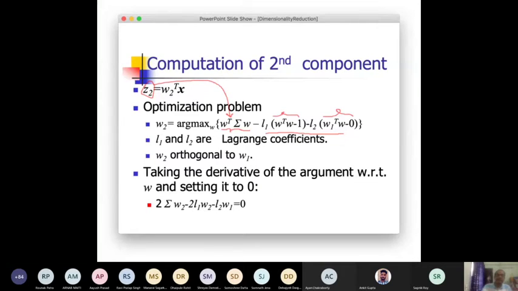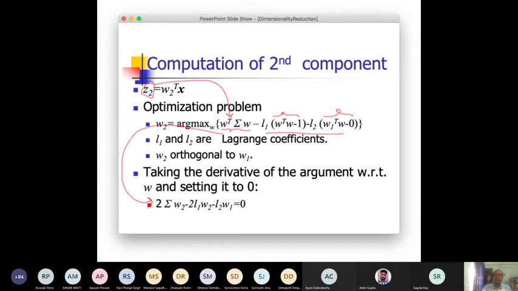Now, if I take the derivative with respect to W, because if you take the derivative with respect to L1 and L2, you get the same constraint equations. So you can directly use those constraint equations to reduce this equation further. If you look at the particular format, this is 2L1 W2. I think here also it should be 2. No, this is okay. This is fine.